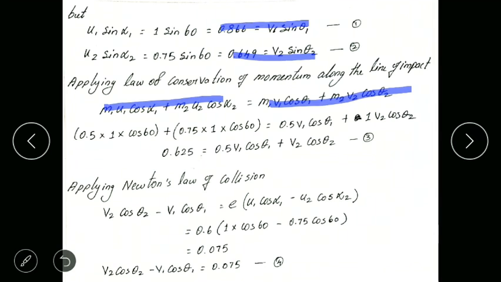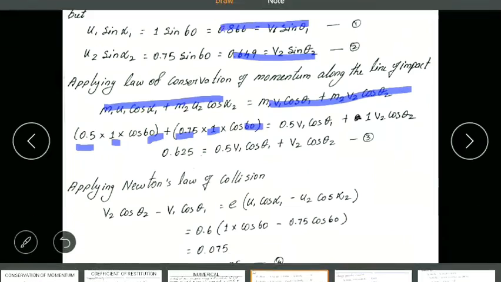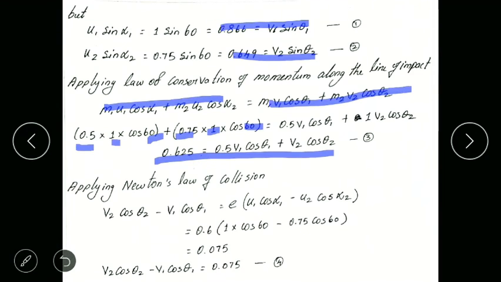M1 is 0.5, U1 is 1, and alpha 1 is 60, and M2 is 0.75, U2 is 1 meter per second, and alpha 2 is 60. By substituting these values, we got this equation: 0.625 equals 0.5 V1 cos theta 1 plus 0.75 V2 cos theta 2. Make it equation 3, and we can move to the coefficient of restitution.